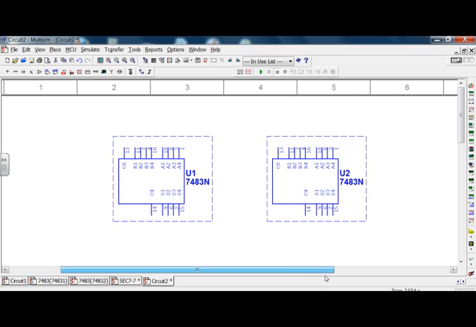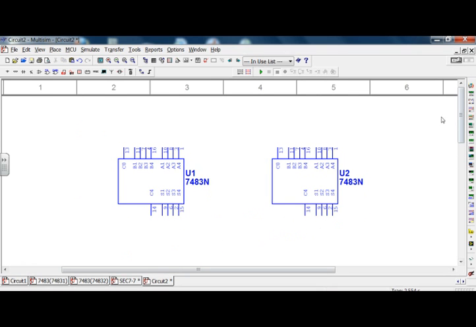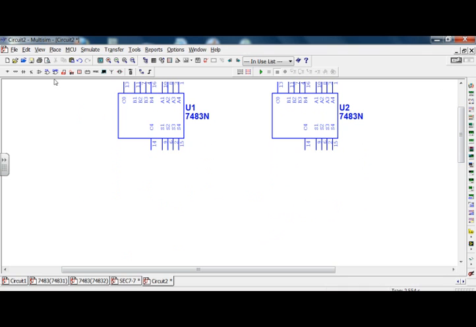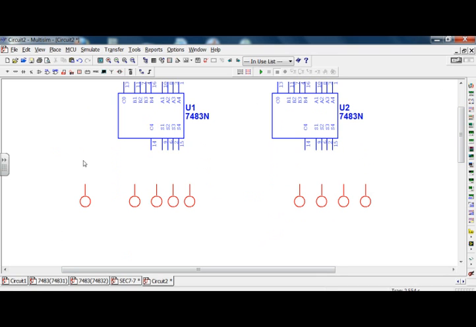And then we want the indicating lights, so we'll go grab the indicating lights and we'll put them on this side. Okay, now we're better off. There's the carry out. There's the least significant bit. There's the next bit. There's the next bit. There's the most significant bit.